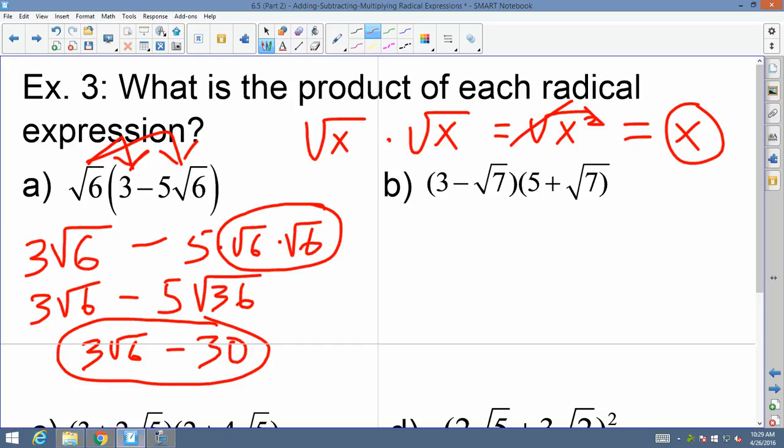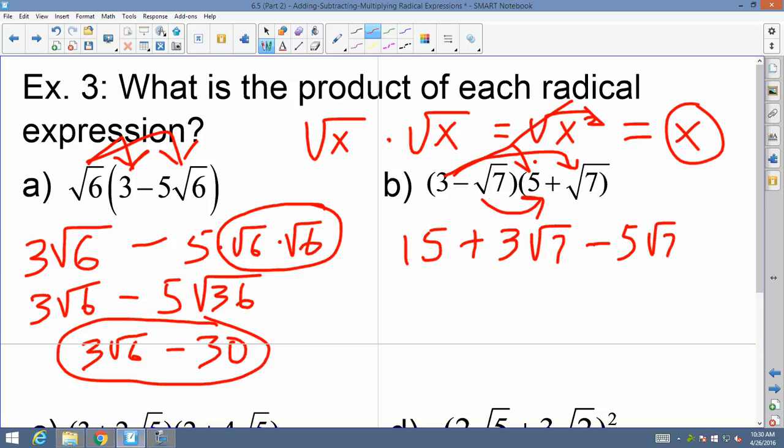Okay, now we're going to go ahead and FOIL for letter B. So I've got 3 times 5, which is 15. Beautiful. Plus 3 times square root of 7, 3 square root of 7. Minus square root of 7 times 5, 5 square root of 7. And then, what's negative square root of 7 times positive square root of 7? Negative 7. Very good. So now I combine like terms. 15 minus 7 is 8, minus 2 square roots of 7.